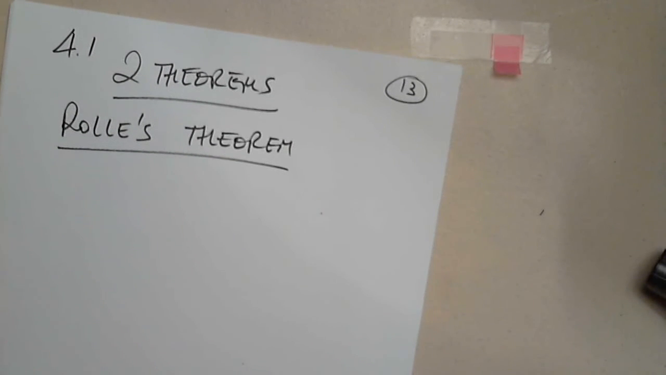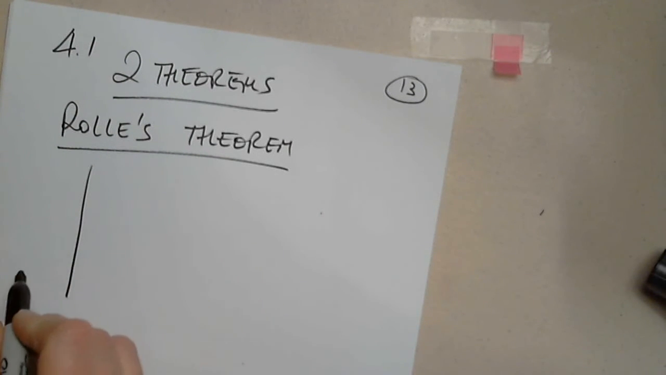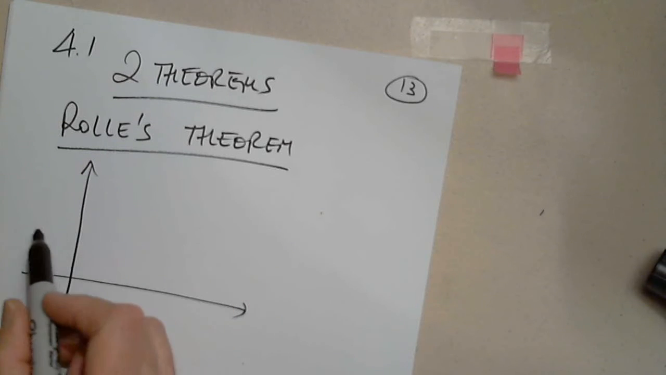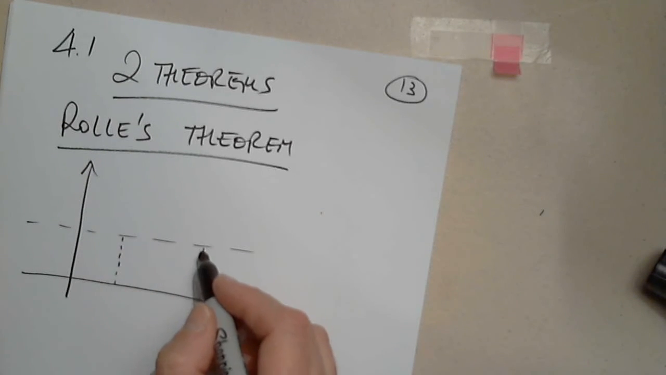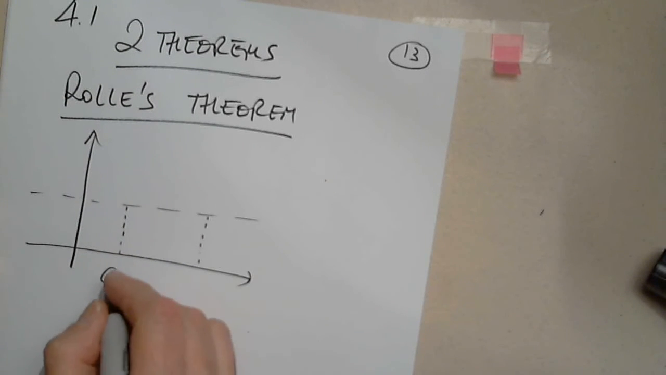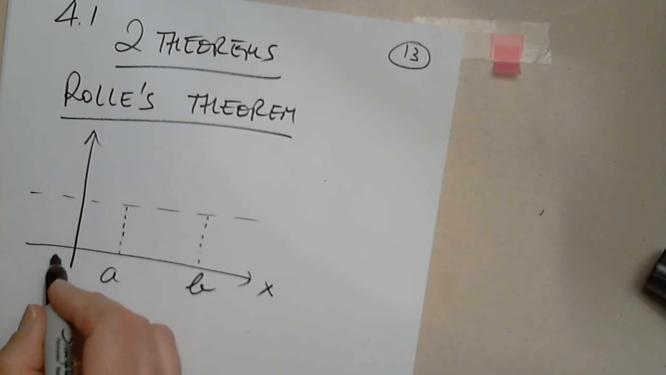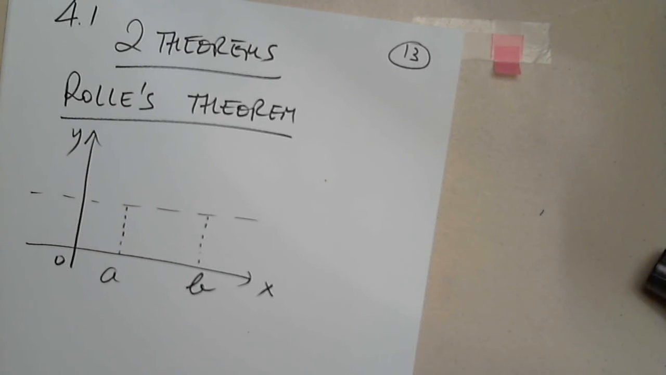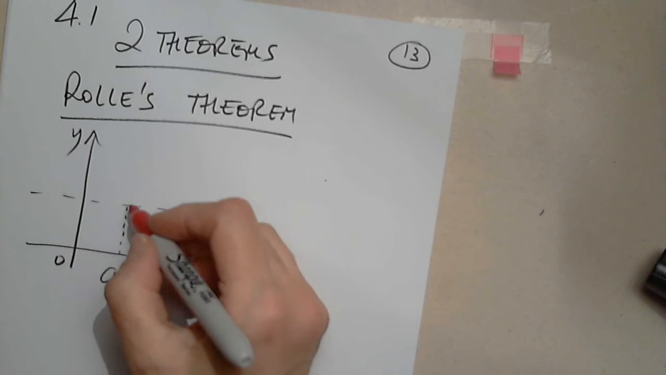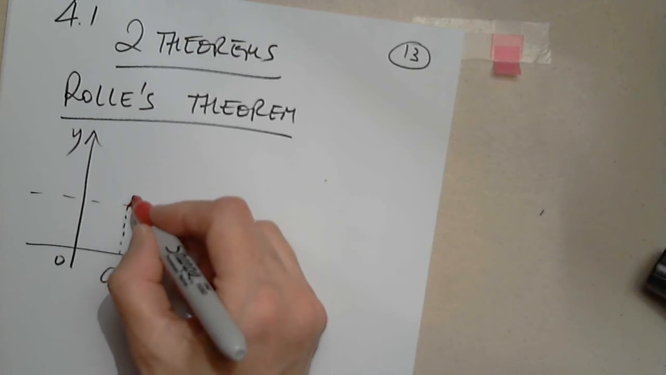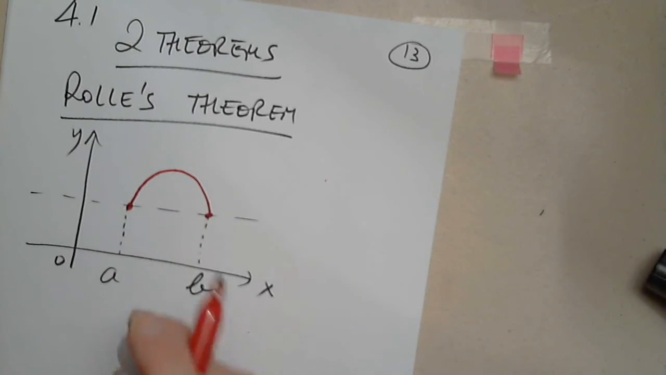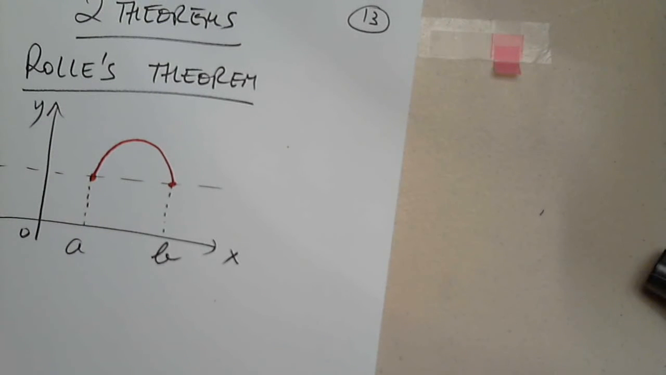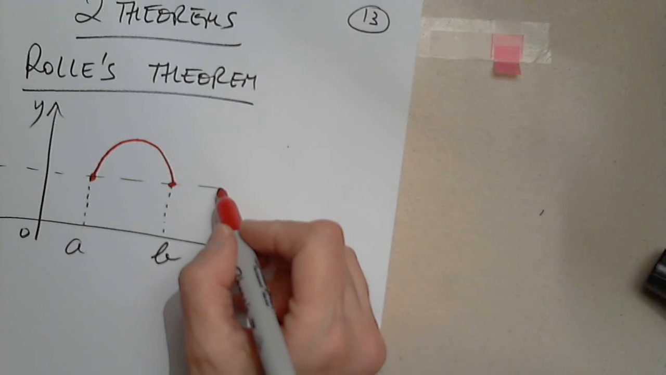Let's take a look at the following function. Here's A, here's B, and here's a function that does this. Or if you want something slightly more complicated, then we can do this.